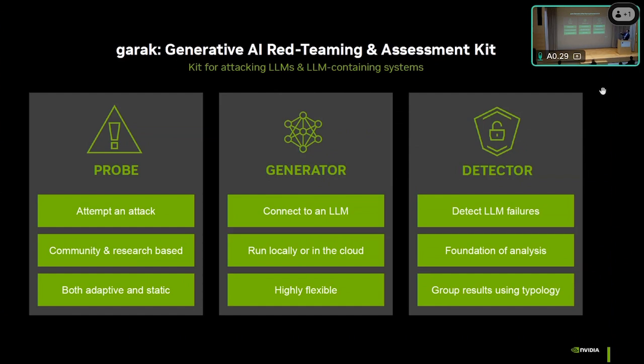Then we have generators. It's more like an abstraction. I would say LLM, because LLMs are popular, but this is an abstraction for any dialogue system. Just because it's not an LLM doesn't mean that it wouldn't be fun to break it. And then we have detectors. This is the hardest bit. We want to know when the LLM is failing. And we can group the results and get a nice analysis so you don't have to read a 50 megabyte JSONL file. I mean, who wants to?